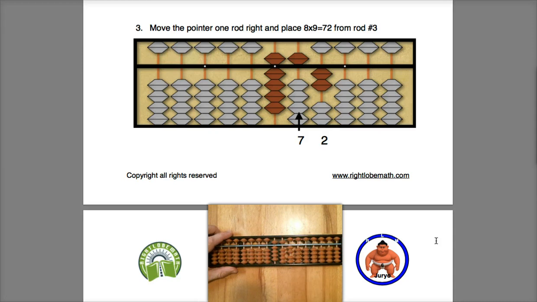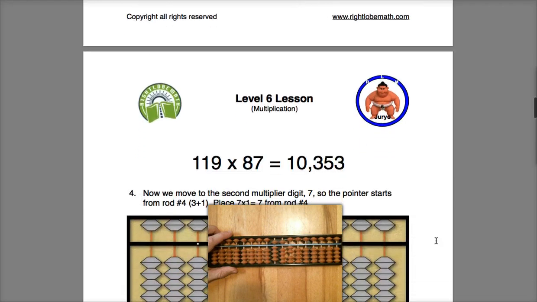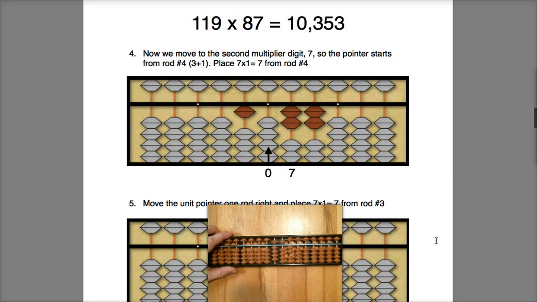And if you have trouble following along with my bead movements, please feel free to stop and start the video as you need to. Okay, now we're going to move to the second multiplier, 7. So we're going to start entering our factors from rod number 4. So here we're going to have 7 times 1, which is 7. So I'm going to add 7 like so.